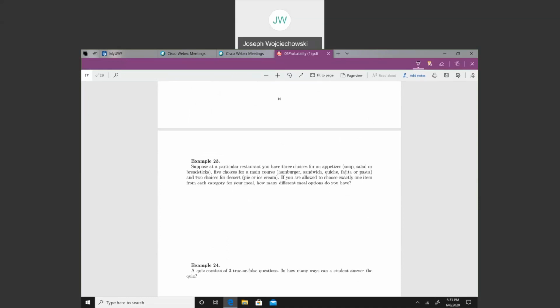Now, suppose at a particular restaurant you have 3 choices for an appetizer, 5 choices for a main course, and 2 choices for dessert. You're allowed to choose exactly one item from each category for your meal. How many different meal options do you have? Well, we had 3 times 5 times 2, which is 30. So essentially that rule can extend to more than 2.